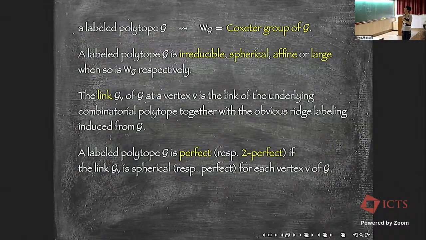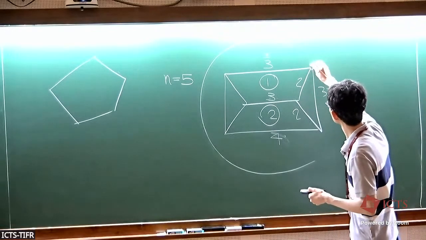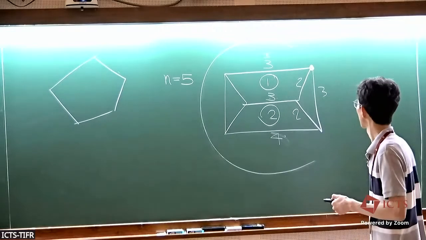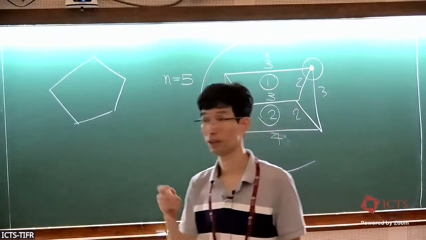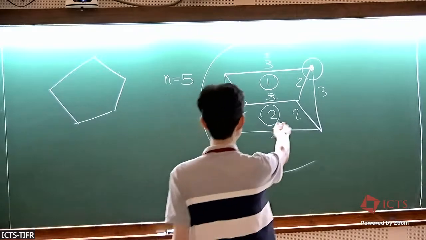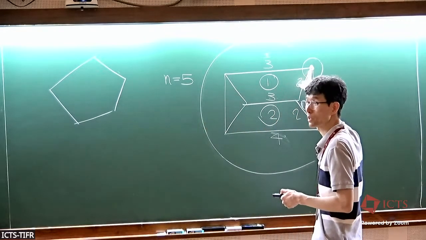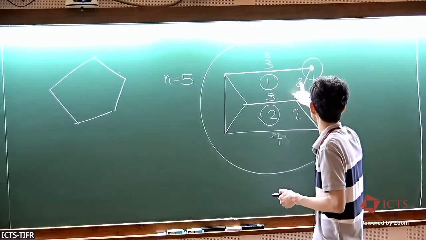Then look at the link of a vertex of this polytope, and this is simply the link in the underlying combinatorial polytope with the induced labellings. So, for example, here's 2, let's say 3, let's say 2, this, and then this one. What will be the link of this vertex? The link is a triangle, right? The link of this vertex is a triangle, right? Then the labelling, in this case, is 2, 3, 3.